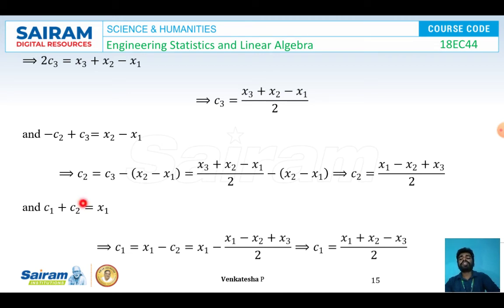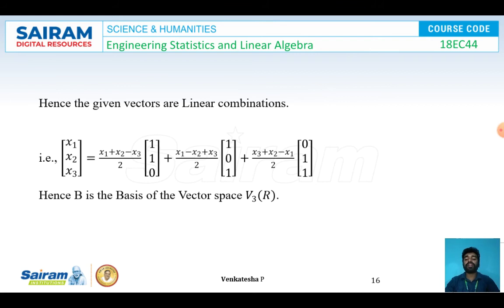From the first row I got C1 plus C2 is equal to x1. So I got C1 is equal to x1 minus C2, which is x1 minus (x1 minus x2 plus x3) by 2. So I got C1 is equal to (x1 plus x2 minus x3) by 2. So hence I got the span equation, that is (x1, x2, x3) is equal to (x1 plus x2 minus x3) by 2 into (1,1,0) plus (x1 minus x2 plus x3) by 2 into (1,0,1) plus (x3 plus x2 minus x1) by 2 into (0,1,1). So hence we can say that B is a basis of the vector space V3(R).